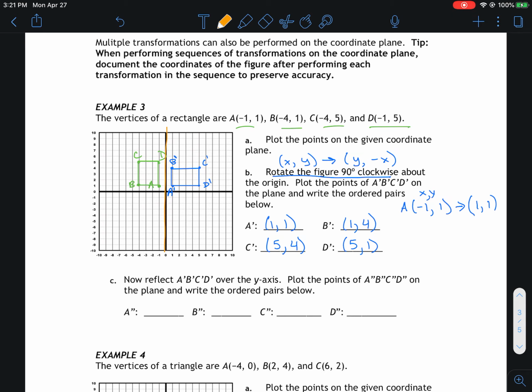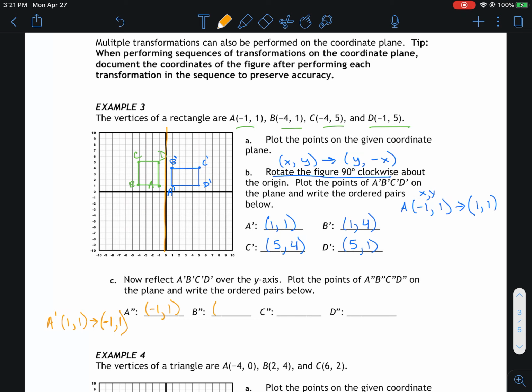Remember that when you have a reflection over the y-axis, it is not the y value that changes. The y stays the same, but the x value changes. So currently for letter A1, I have 1, 1. What's going to happen is that my x is going to become the opposite, and my y is going to stay the same. So now I have -1, +1.